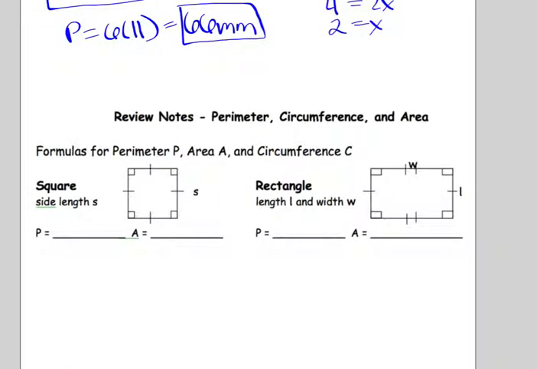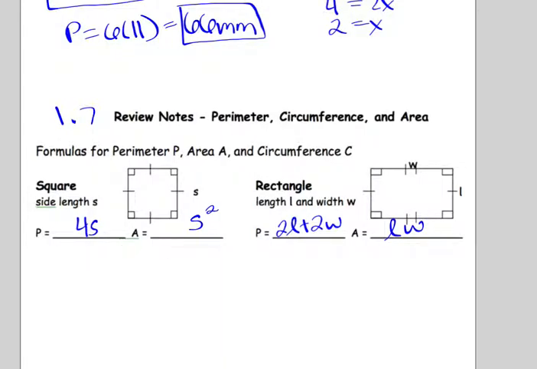They are filling in some review about perimeter, circumference, and area. This is where the notes begin to be section 1.7. And so this is some basic review of area and perimeter of basic shapes. The perimeter of a square is 4 times the side. The area is the side squared. The perimeter of a rectangle is 2L plus 2W. And the area is length times width.